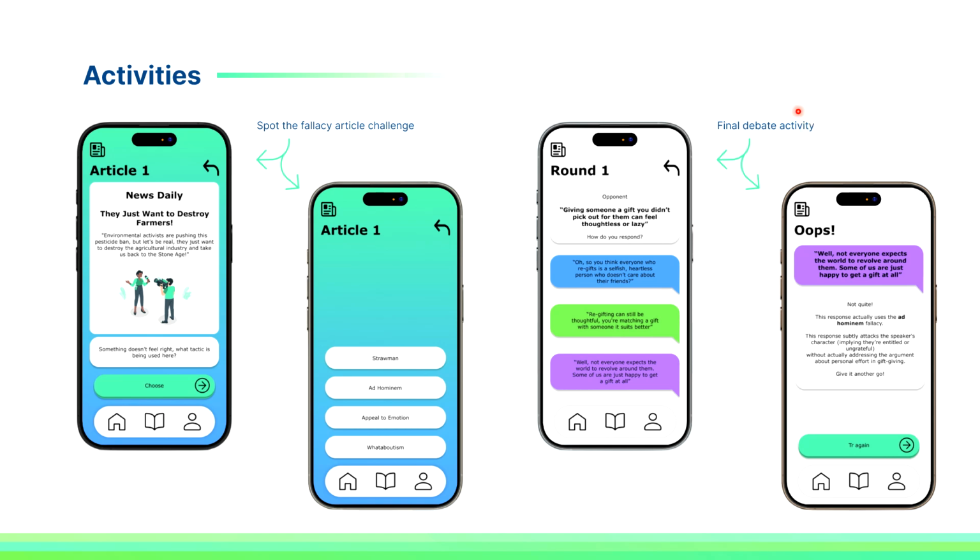This eases them into identifying the techniques on their own using a kind of game-like approach. The second activity here is a debate scenario. So for this game, users must actively avoid using the fallacies to complete the debate by choosing the right answer. If it's wrong, they receive a feedback page on why that answer was inappropriate to develop a better understanding.